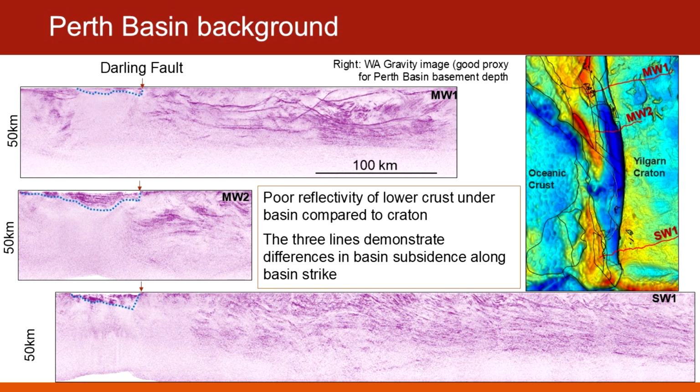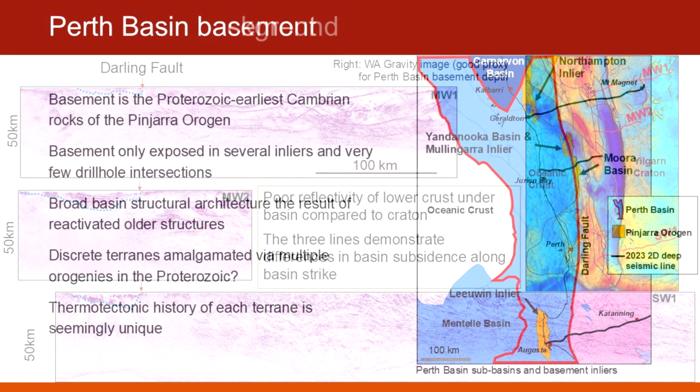So you can imagine how much modification of the lower crust there has been under the Perth Basin, especially in this part. That could be another reason why you've just got obliteration of any reflectivity down there, just because of all that Phanerozoic modification and heat injection, as well as whatever happened in the Proterozoic during the Pinjarra Orogen.